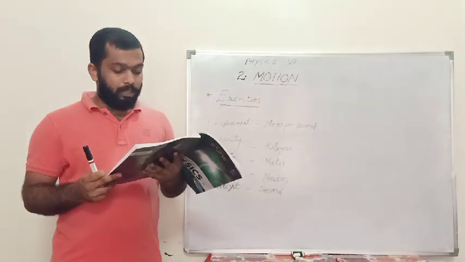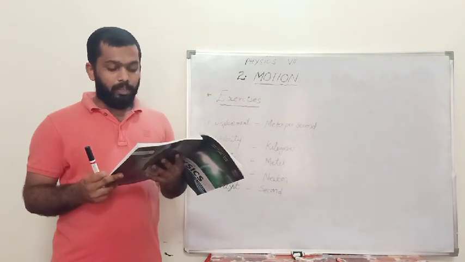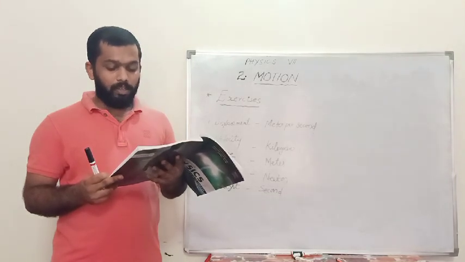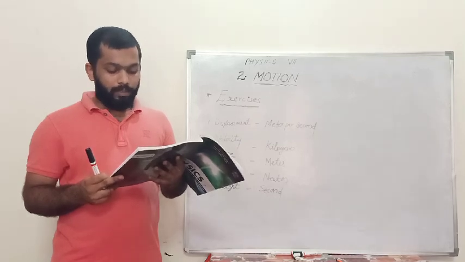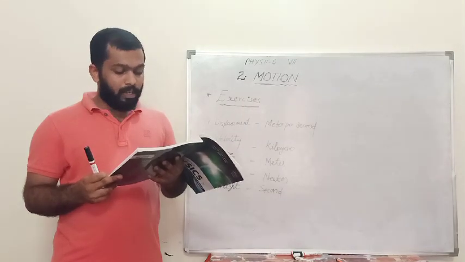Eighth question, an object moves for 50 seconds at a speed of 20 meters per second. What is the distance travelled by the car? You have to multiply 20 into 50, 1000 meter.